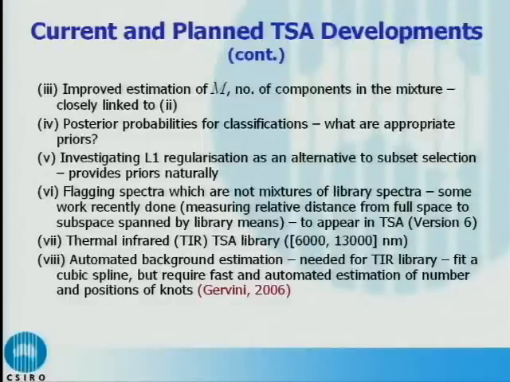We'd like posterior probabilities for classification, but what are appropriate priors? We've started investigating L1 regularization, for those of you who know about that, as an alternative to subset selection, and that naturally provides priors. We've also developed a statistic for determining whether a spectrum is in the library or not. Right? Our library is large, but it's not comprehensive. And as I said, we've also been doing stuff in the thermal infrared. I've just modelled the background as a spline with 2 knots. It'd be nice to be able to automate that process, deciding on the number and locations of knots for particular applications.